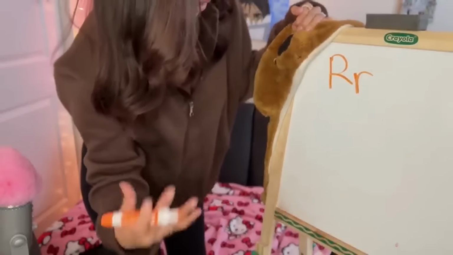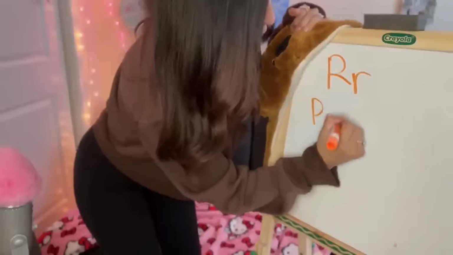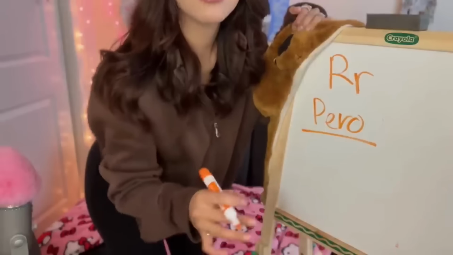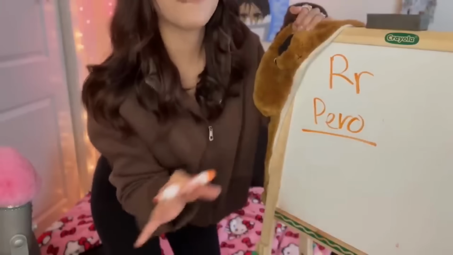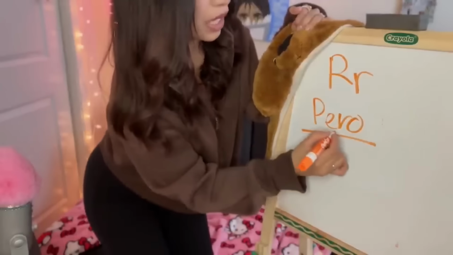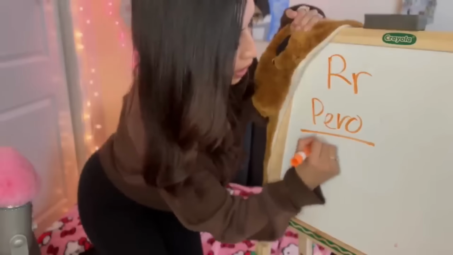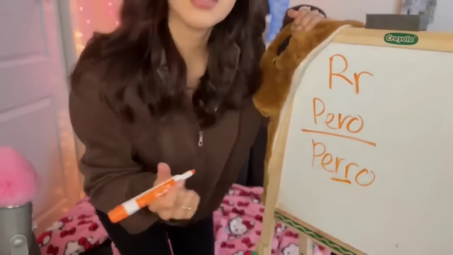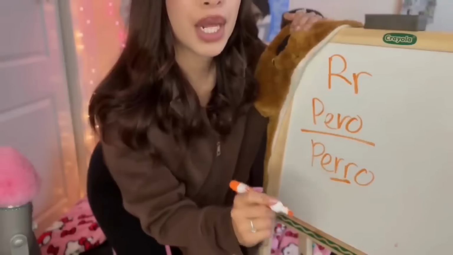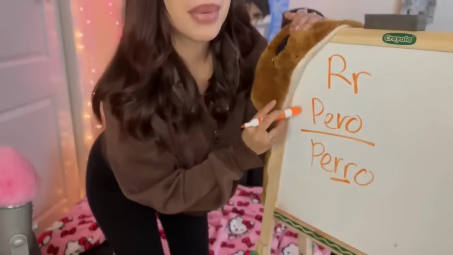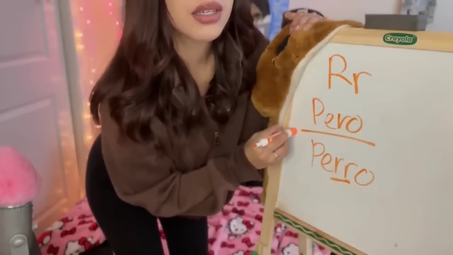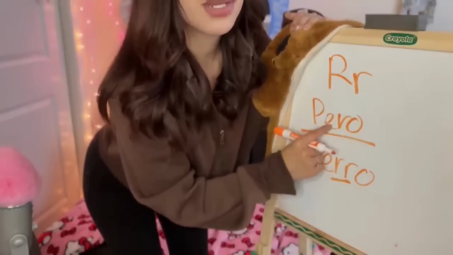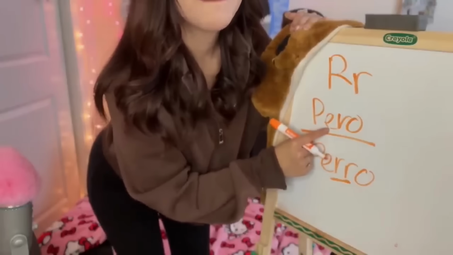So pero means but, you know, like, pero yo dije que no, pero yo quería esto, pero, because it's one R. But if you see the double R, it would be perro, perro. So you went from but to dog. Yeah, perro, pero, perro, pero.